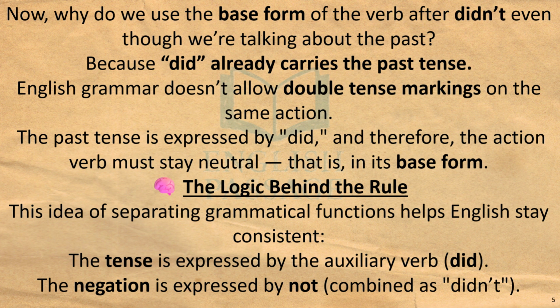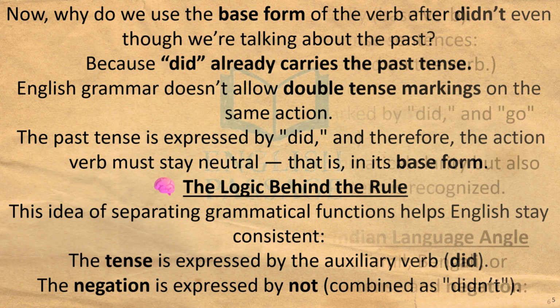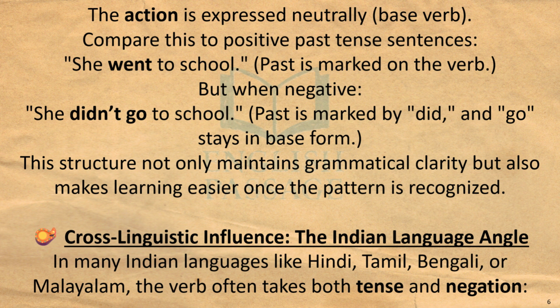The logic behind the rule. This idea of separating grammatical functions helps English stay consistent. The tense is expressed by the auxiliary verb did. The negation is expressed by not, combined as didn't. The action is expressed neutrally, base verb.